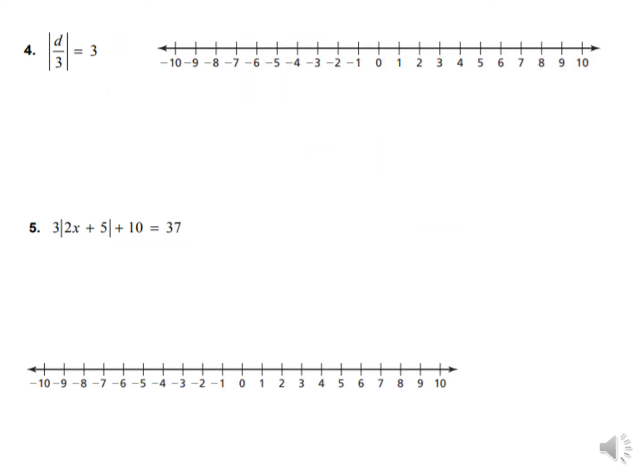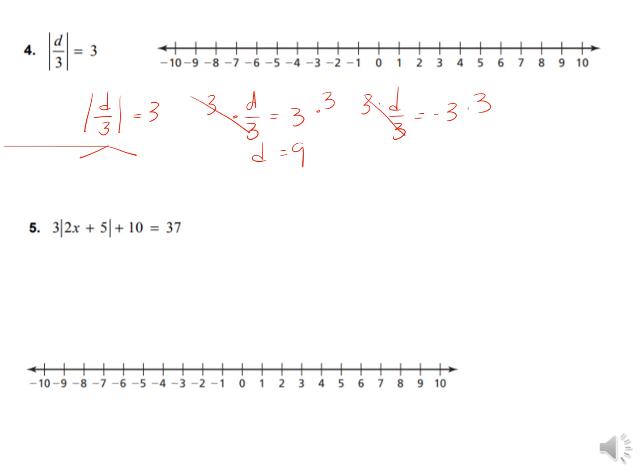Okay, this one, absolute value of d over 3 equals 3. It's ready to split. So I'm going to do it over here. D over 3 equals 3, and d over 3 equals negative 3. I'm going to multiply both sides by 3 to get rid of that denominator. D equals 9. And multiply both sides by 3. D equals negative 9. So we have 9 and negative 9. If you look at that, there is no number here, so the midpoint is 0.